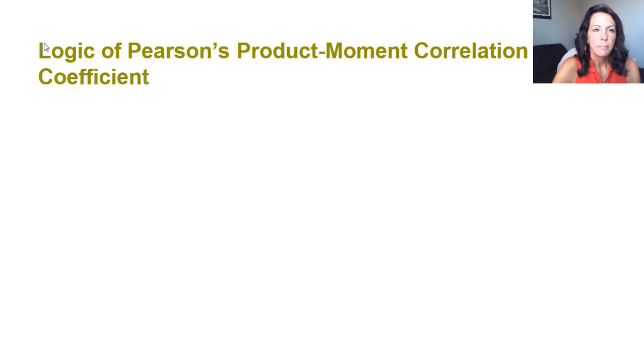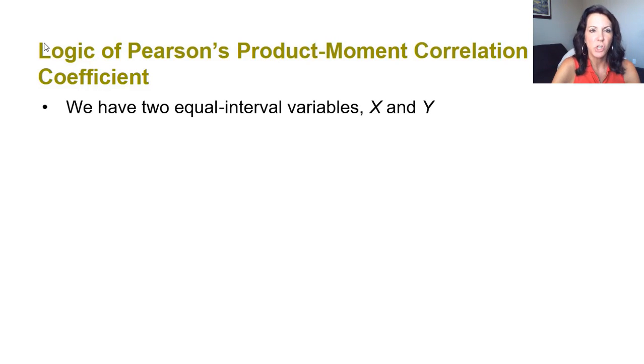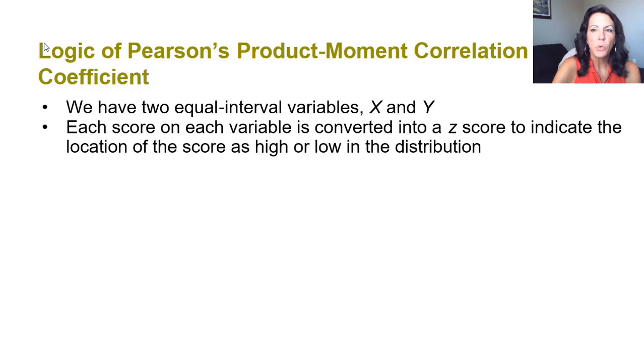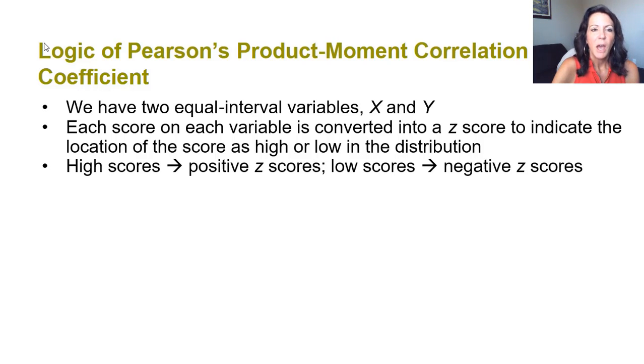Let's take a look at the logic of the Pearson product moment correlation coefficient. Remember that we have two equal interval variables or two ratio variables, x and y. And each score in the variable we're going to convert into a z-score to indicate the location of the score is either high in the distribution or low in the distribution. And we're going to define high scores as just positive z-scores. We're going to define low scores as negative z-scores.